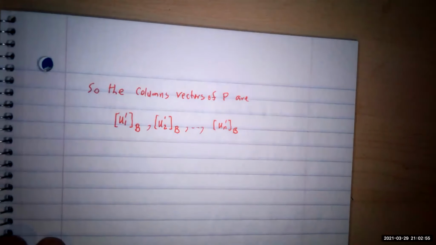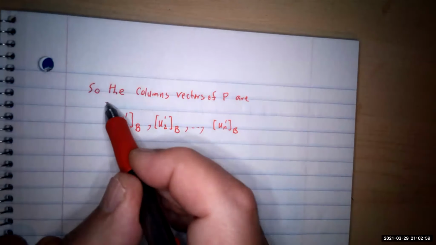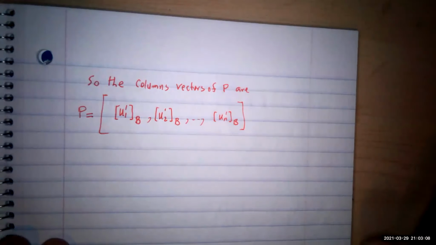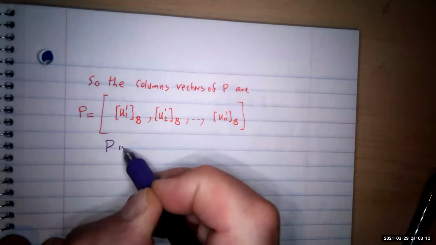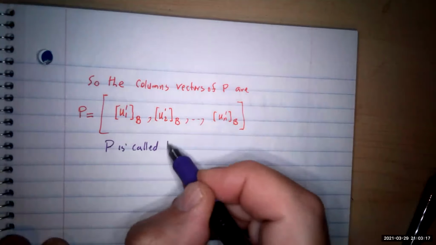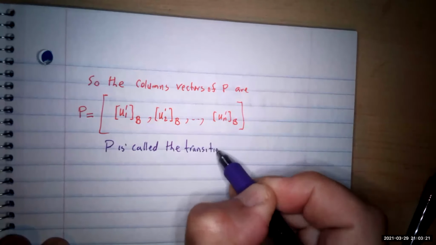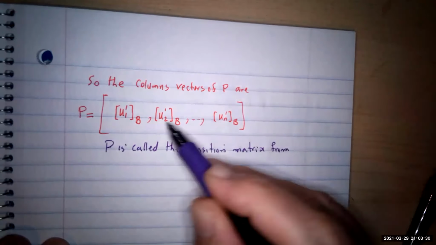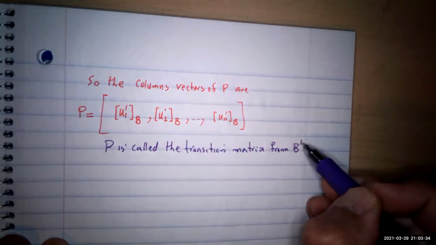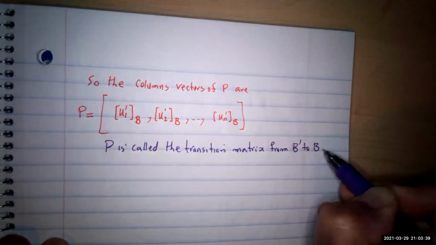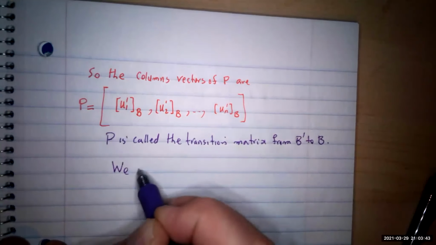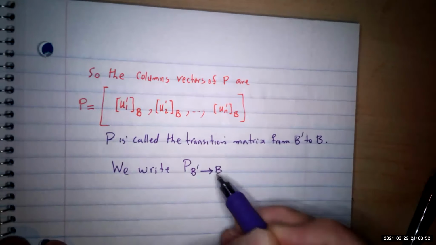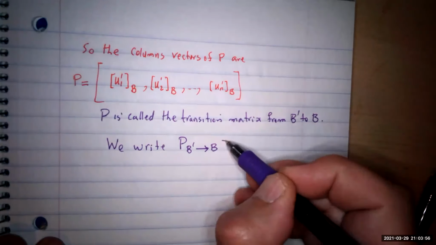If you put them together, that gives you the matrix P. As we talked about, P is called the transition matrix from B prime to B. This is the way we write it down: P sub B prime to B. U1 prime in B is the first column, U2 prime in B is the second, and so on.